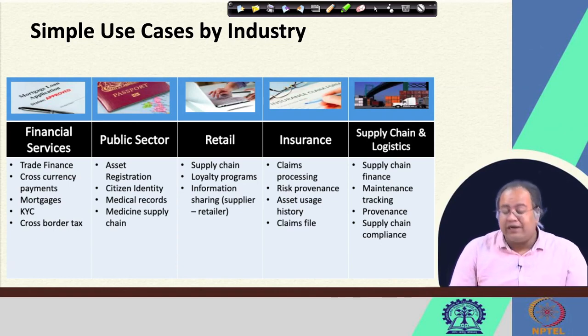Also in the retail domain, blockchain has been well utilized. Supply chains are a prominent example of blockchain. There are solutions like IBM Food Trust, which uses blockchain to build a food supply chain architecture. And then there are other retail applications like loyalty programs and information sharing among suppliers and retailers, and so on.